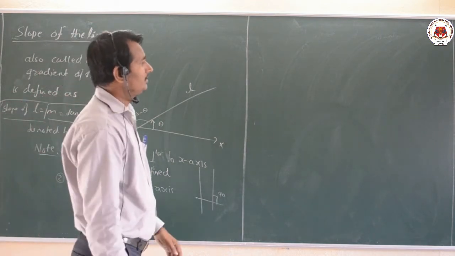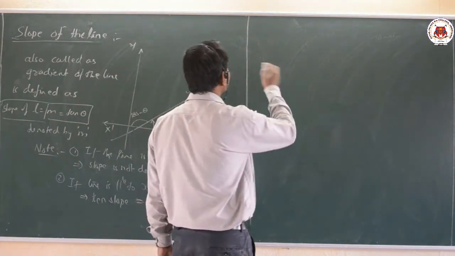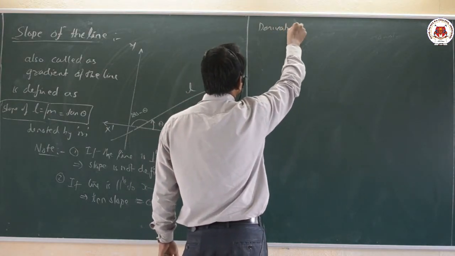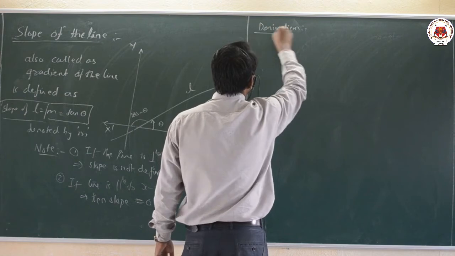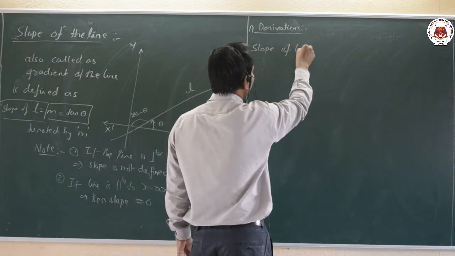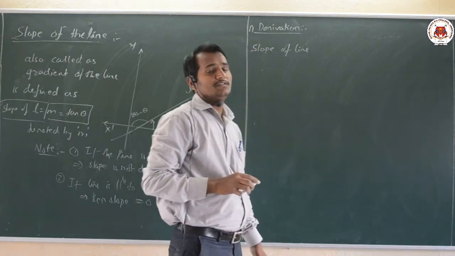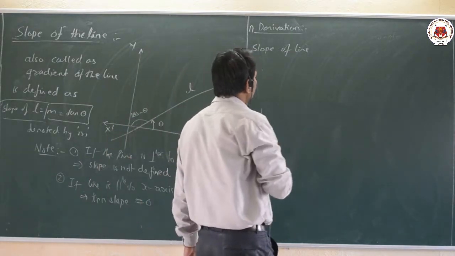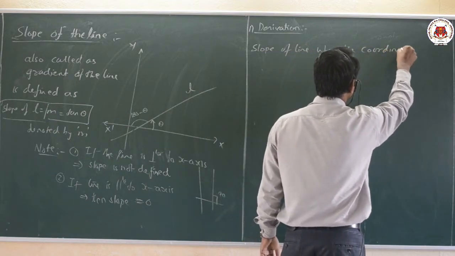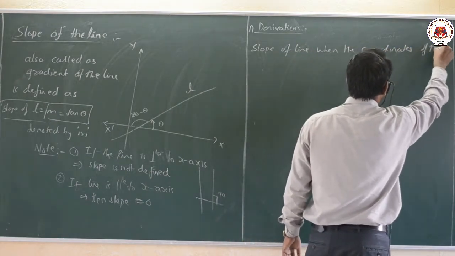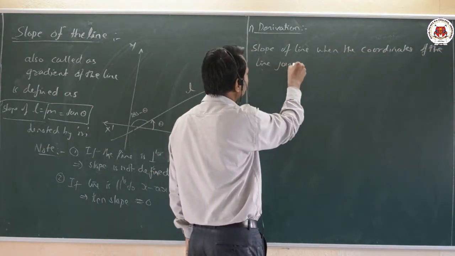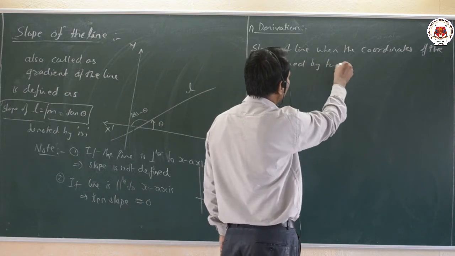Now here is one more very, very important derivation that we shall start today. The derivation is very simple here. The first derivation is the slope of a line when the coordinates of the line joined by 2 points are given.